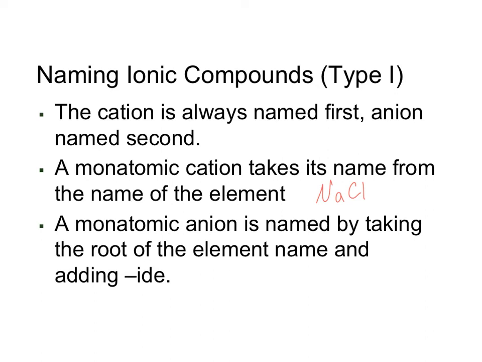A monatomic anion is named by taking the root of the element and adding -ide. And so in this case, chlorine, we are going to change to chloride. And so the name for NaCl is going to be sodium chloride.